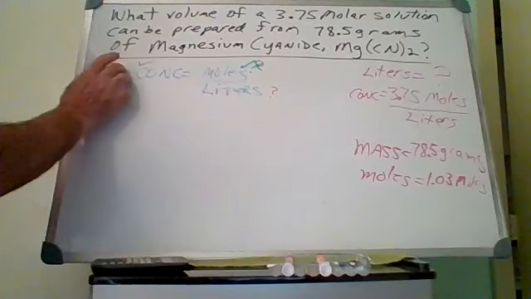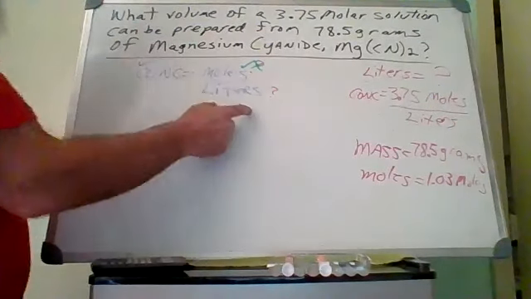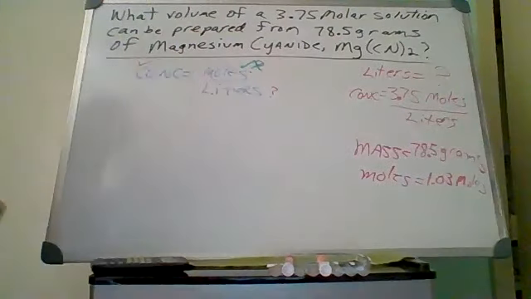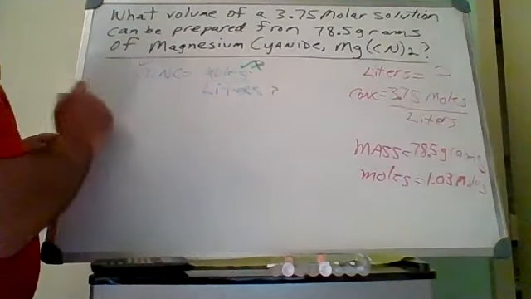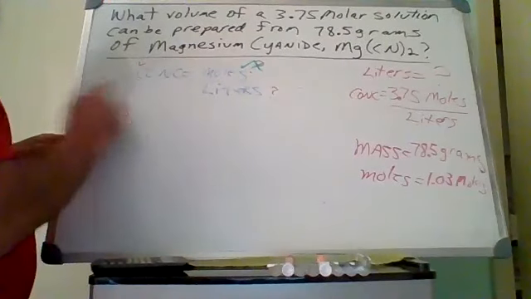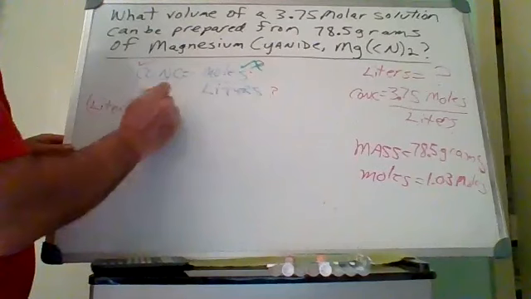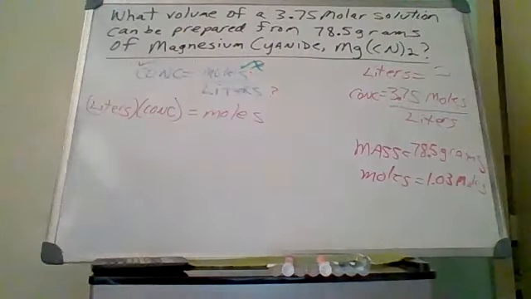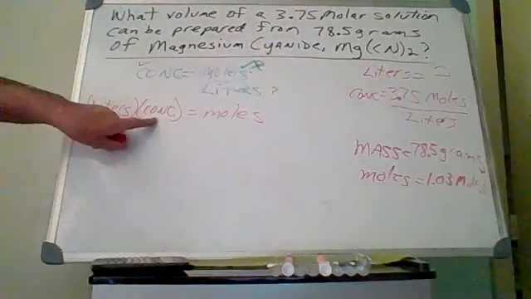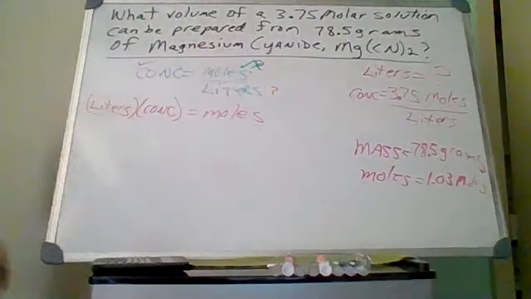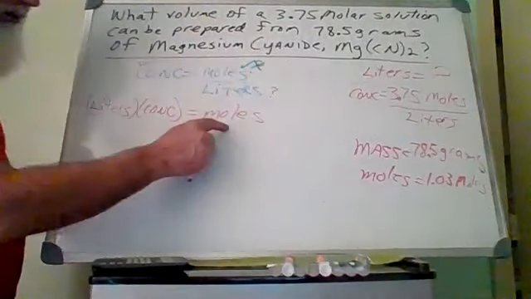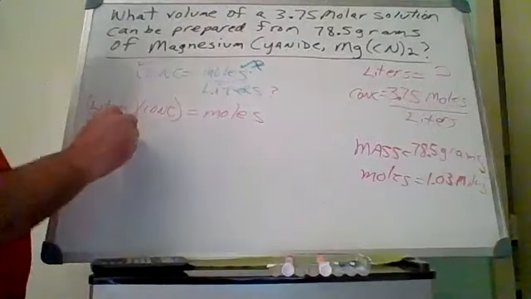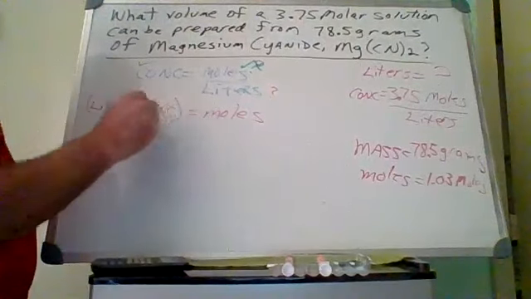Now we'll put it in the numerator, because when it changes from one side to the other, it's going to change place with respect to denominator and numerator. So I'm going to write liters times concentration equals moles. All right, liters is in the numerator. It's not by itself. It's being multiplied by concentration. So I need to move concentration over to the other side. And when I move concentration over to the other side, it's going to go into the denominator. Right? So I'm going to do that now.